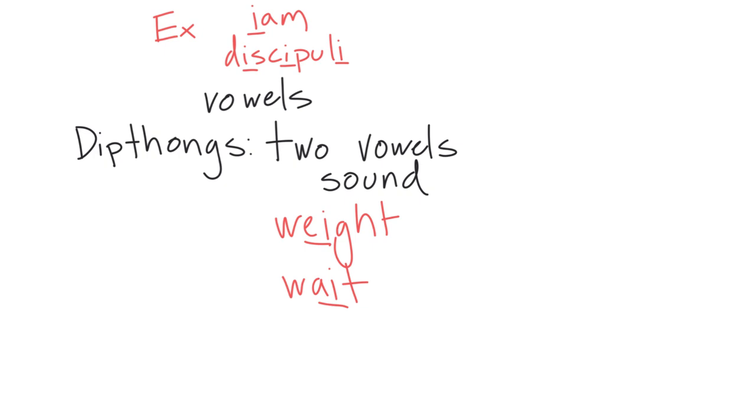Diphthongs are just two vowels that make one sound. So wait, both ways actually have diphthongs in it. Okay? So we're going to start our Latin diphthongs. AU is going to be ow. AU is going to be ow.